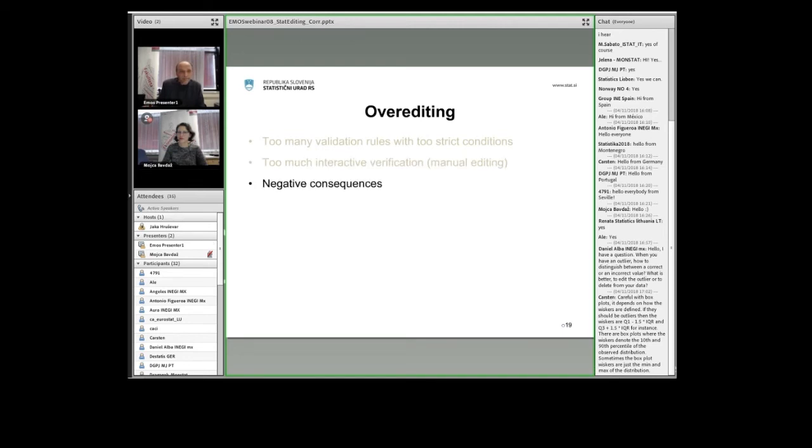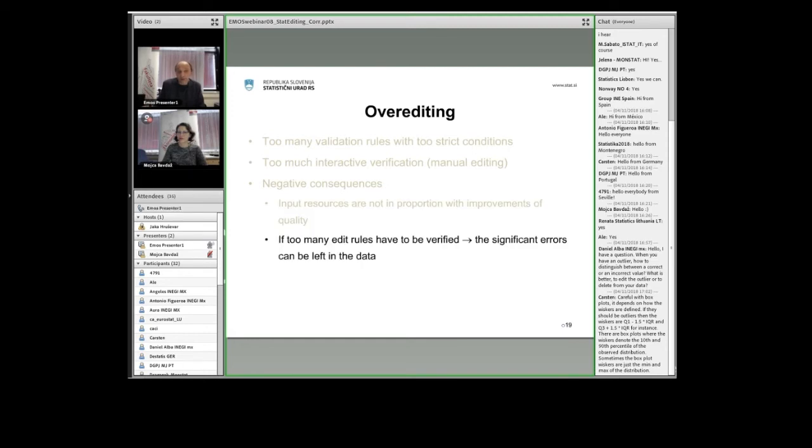The negative consequence is, of course, that resources are not in proportion with the improvements of the quality. We have to verify a lot of data, but we don't correct a lot of them. Another negative consequence is that too many rules have to be verified, so significant errors can be left in the data, sometimes really important errors.